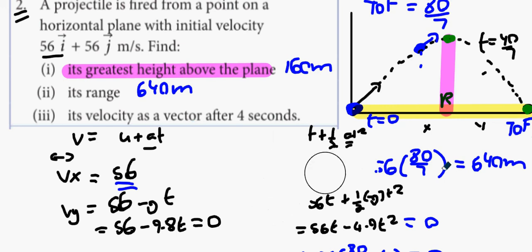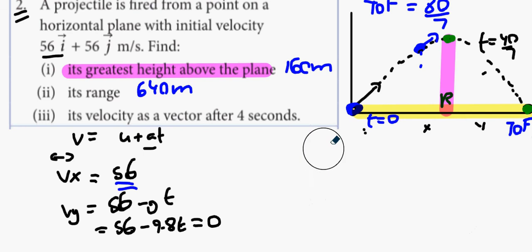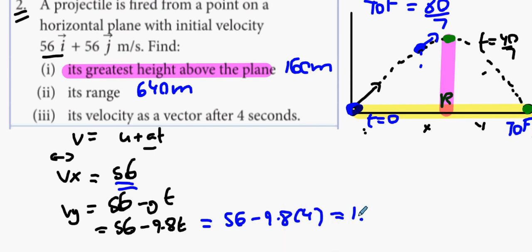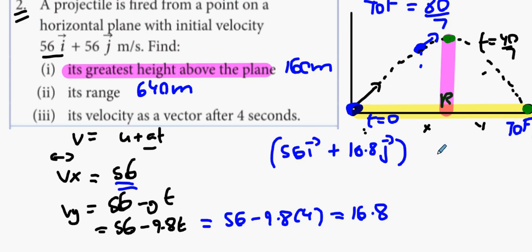So I can get rid of all this. I don't need any of this anymore. And I look at the Vy equation. And what am I going to plug into the Vy equation? 56 minus 9.8 times 4. And you get 16.8. So what can I say my velocity is as a vector? It's 56i, which means you're going 56 across. And how fast am I going into the air? 16.8j. Put it in brackets because I also have to specify that it's meters per second. Everybody cool with that? Alrighty.